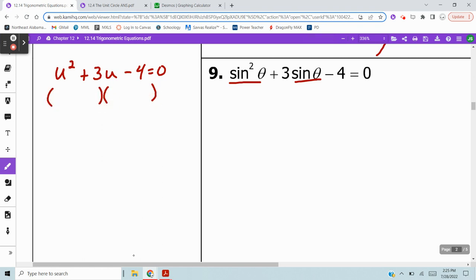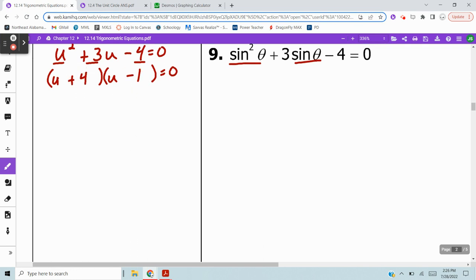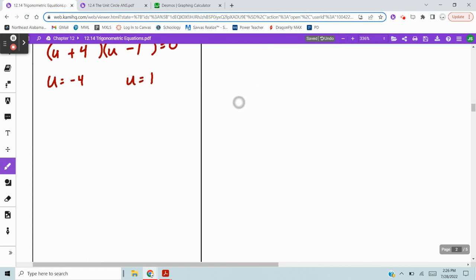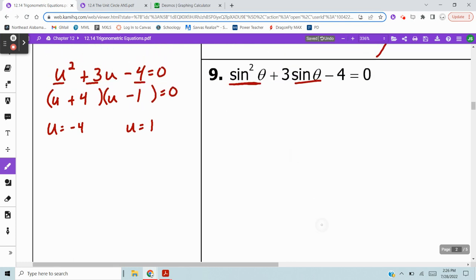Let's remind you how to factor this. U times u gives you u squared. What adds to give me 3 and multiplies to give me a negative 4 would be a positive 4 and a negative 1. So that means that u is equal to negative 4 and u is equal to 1. Now then go back and think, wait a minute, what was u? We took out the sine and replaced it with u. So now let's take the u back out and replace it with the sine of theta. So the sine of theta equals negative 4, and the sine of theta is equal to 1. And then you can solve it from there.